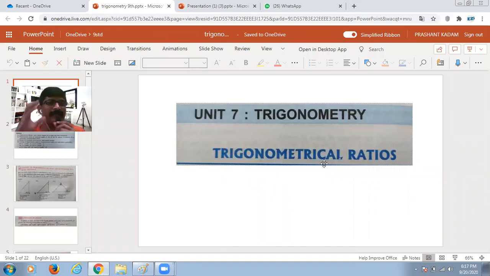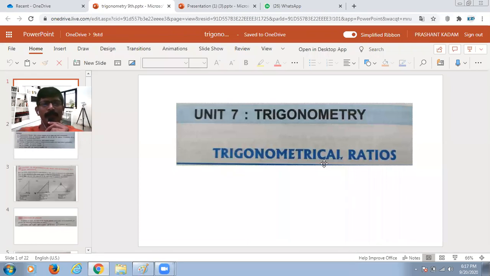So basically in the 9th standard, we are going to focus only on the right angle triangle. But as we move ahead in standard 11th and 12th, you can apply trigonometry to any kind of geometrical figures. So no worries.